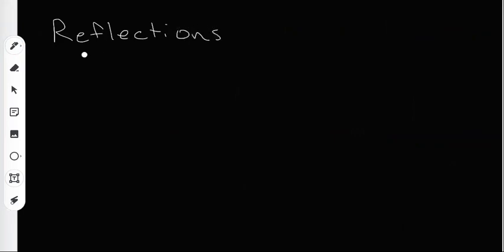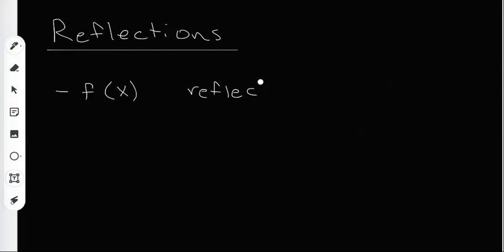Reflections. All right, so we're going to be looking at two major ways that you can reflect. You could reflect something if you multiply on the outside by a negative number. So if I had negative f of x, then that is a reflection over the x-axis. So I'll say reflection about x-axis.